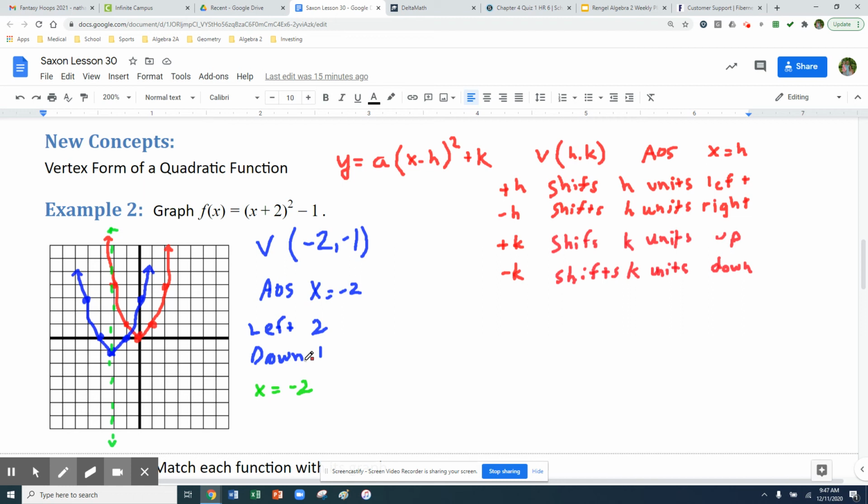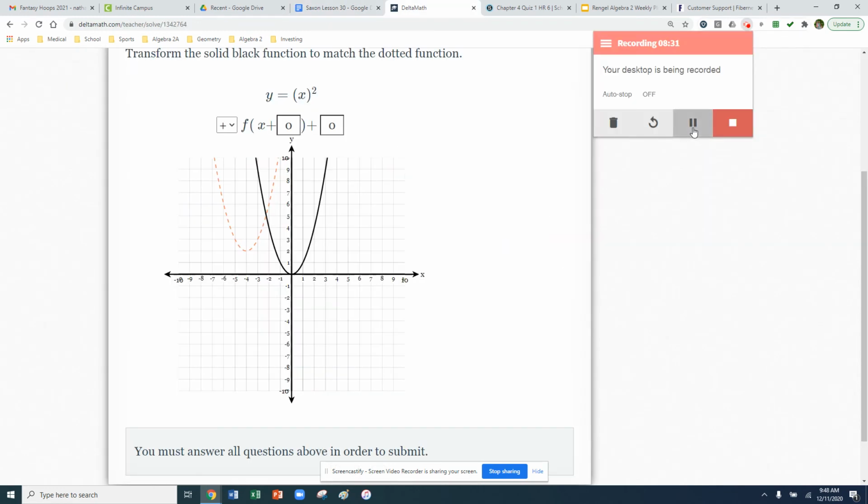Now we're ready to start practicing, and we'll go over one problem on Delta Math just to show how we can start to write these equations in vertex form to represent the transformation of the parabola. So next time you see me, I'll have Delta Math open to an example problem to help you complete your practice.